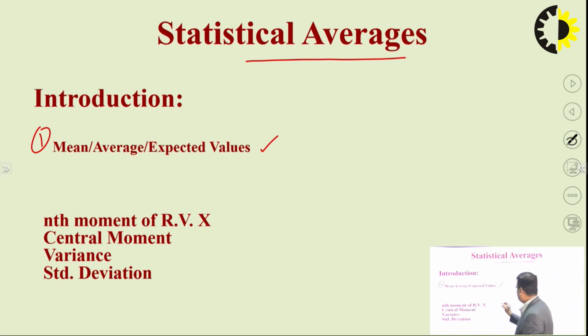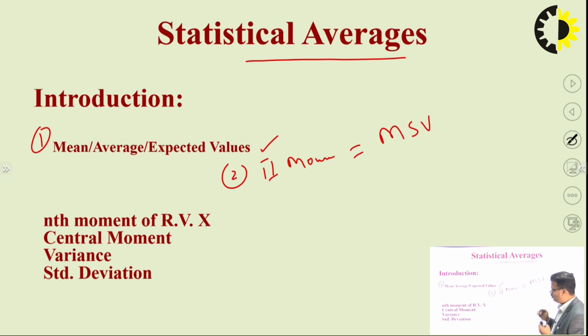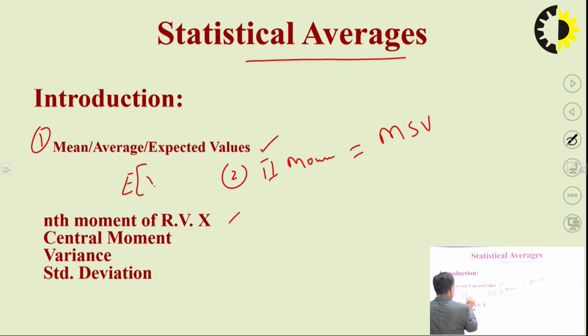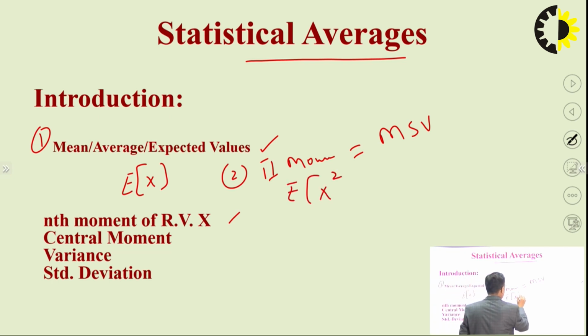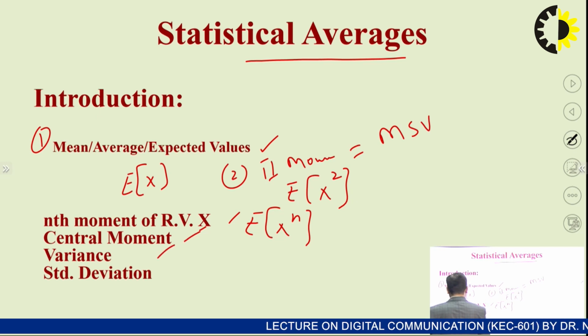Similarly, if you take the second moment of the random variable, that is called its mean square value. Then third moment, fourth moment, similarly the nth moment. The first moment is E of x, the second moment is E of x square. This is the expected value. The nth moment means E of x to the n. Similarly, central moment, variance, standard deviation.